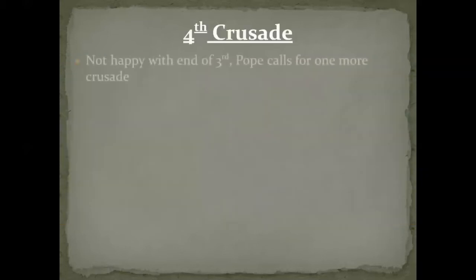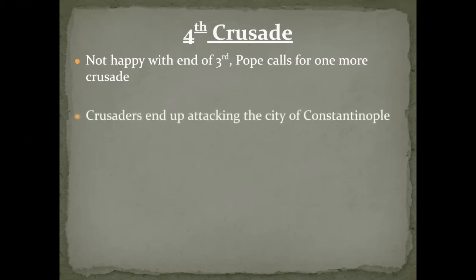The Fourth Crusade. In England, the Pope was not very happy with the end of the Third Crusade. Because he couldn't just deal with people getting along, he wanted more control of that territory. Obviously, as we see in multiple conquests throughout history with Germanic tribes, and then the Spanish with the Aztecs and the Mayas, here we see it once again. And so the Pope calls for another crusade, and crusaders end up sacking the city of Constantinople.